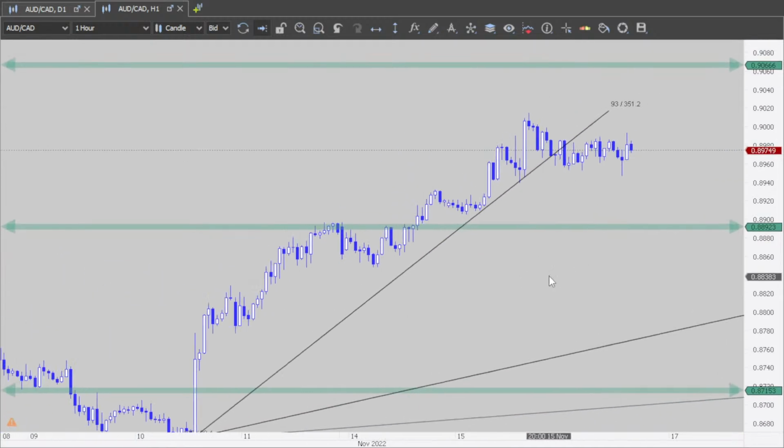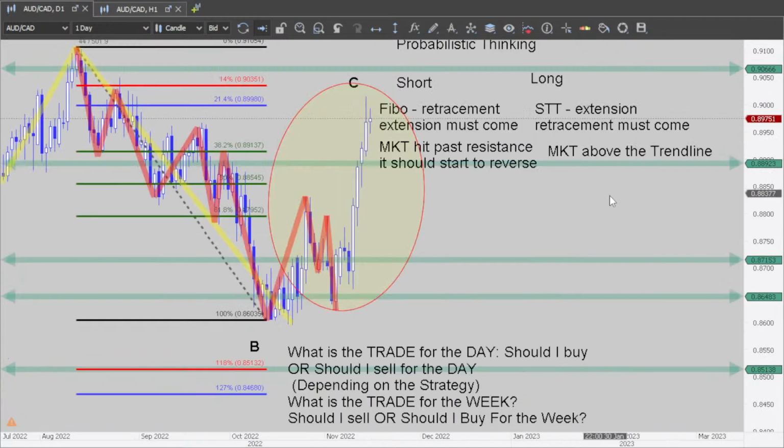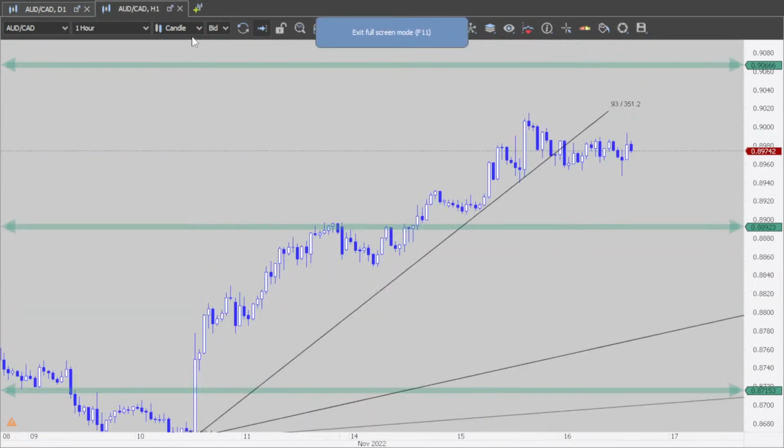So we are here, everybody, right? Remember, there is no right or wrong. You can go long, you can go short, okay? So this is now the 1 hour chart.